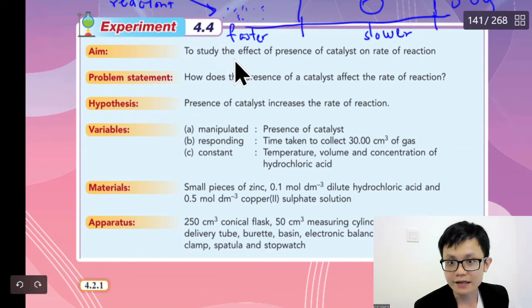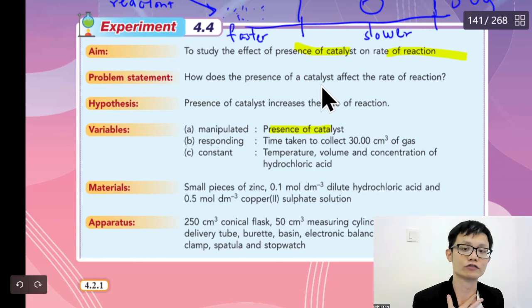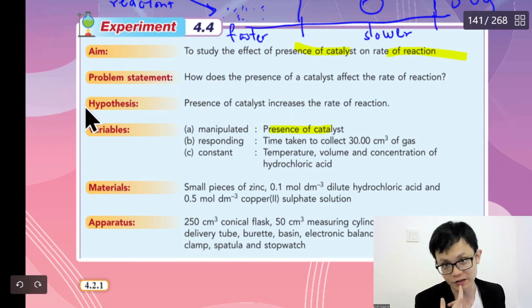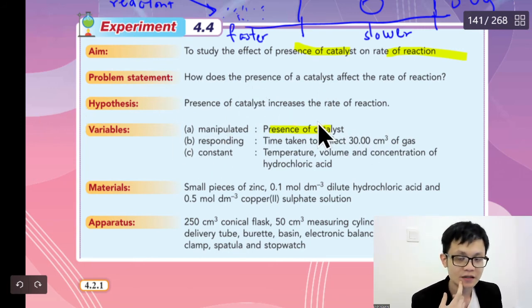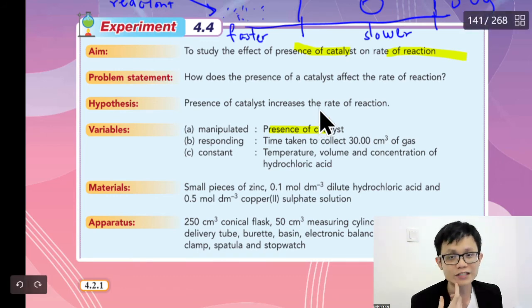So blah blah blah here, to study the effect of the catalyst on the rate of reaction. I don't want to read all this. The manipulated variable obviously is the catalyst. For me, if you ask me to do it, the easiest is I will use my saliva because I know my saliva is the catalyst. So I will use my saliva to mix with food probably.